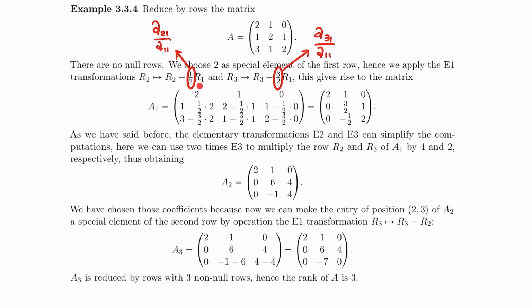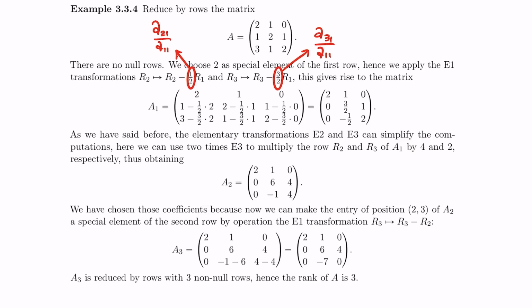Why do we have a difference between this coefficient and this coefficient? Well, because this is A21 divided by A11, and this is A31 divided by A11. If you perform explicitly the computations, you find this novel matrix A1 written like this. As I told you before, the transformations E2 and E3 can be used in order to simplify the computations.